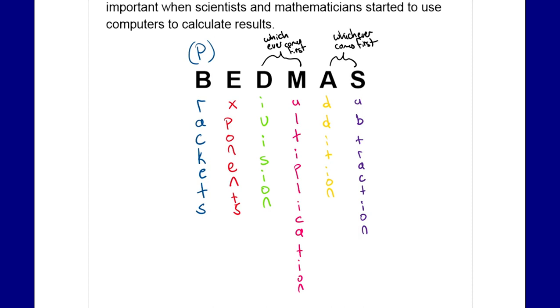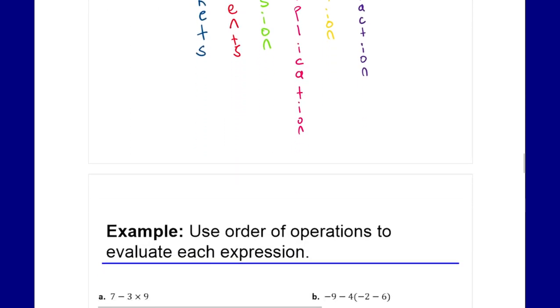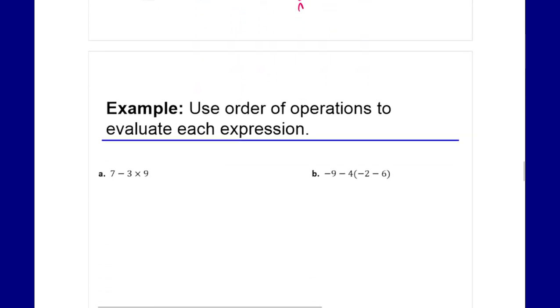So brackets and exponents we always do first in the order. Division and multiplication, whichever one comes first when we're reading it. And addition and subtraction, the same thing, whichever one comes first. Let's go through some examples and work on using this order of operations. Again, this might be review for some of you. Great. If not, it doesn't hurt to refresh our memories.